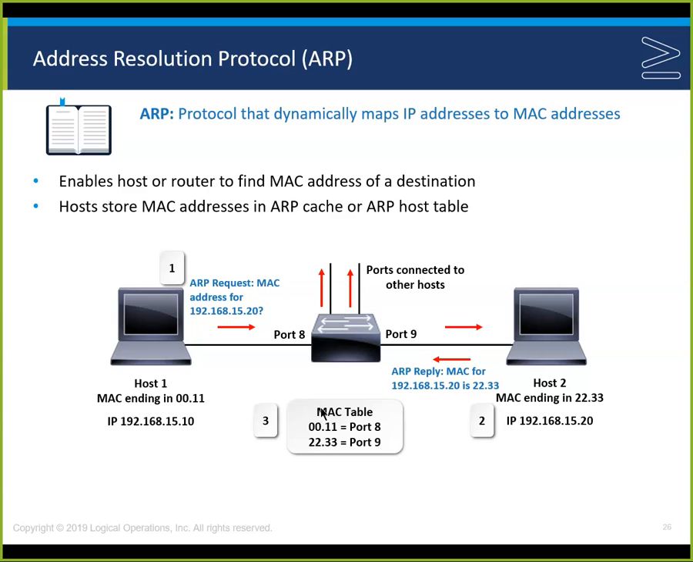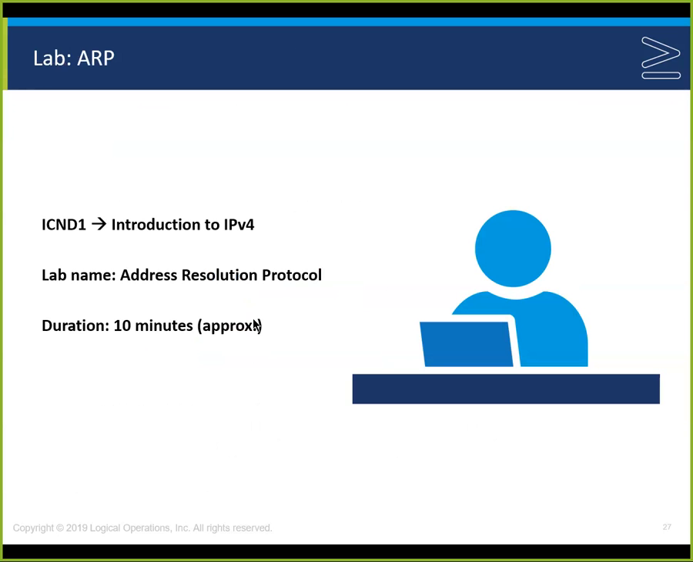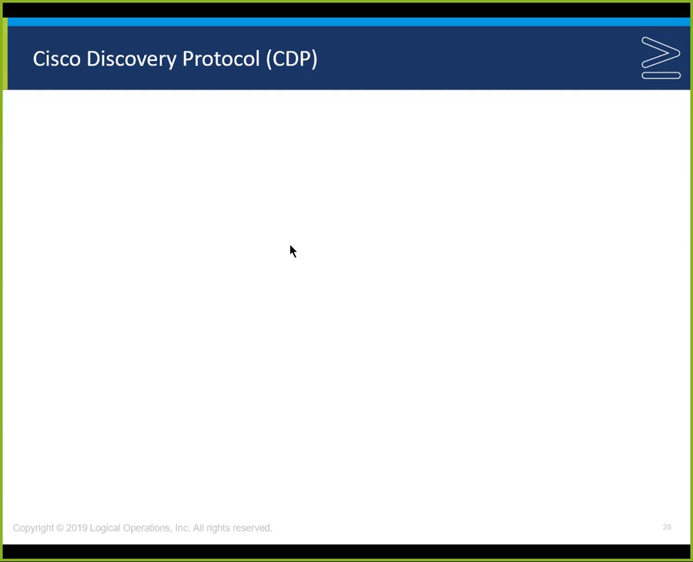And then over here, the MAC addresses are going to be associated with the ports, obviously. The ARP table will then associate an IP address with a MAC address, which we just saw.